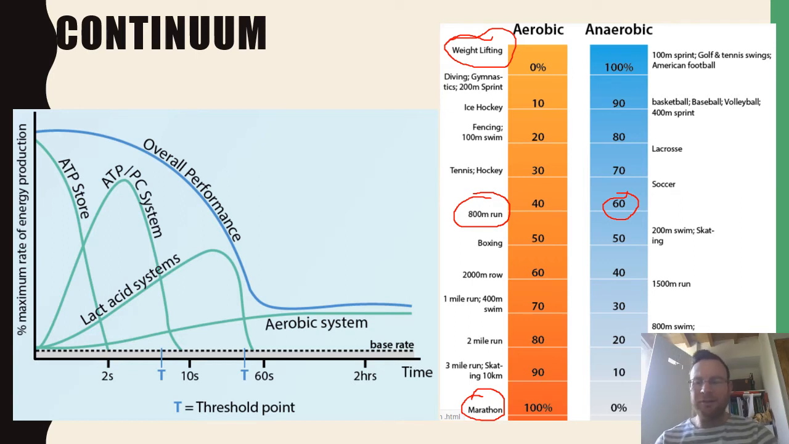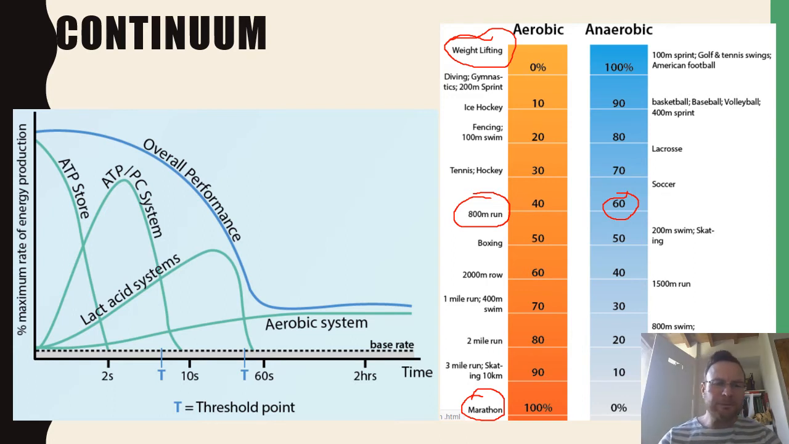So that person doesn't need an aerobic system. It may help in their training in order to keep training for longer, to recover more quickly. But it's a high intensity exercise, with a lower demand on the aerobic system.